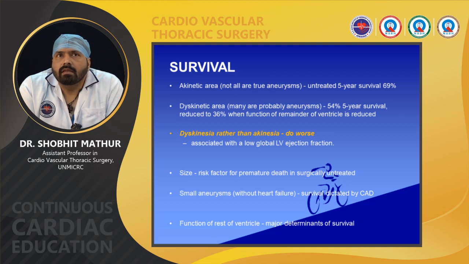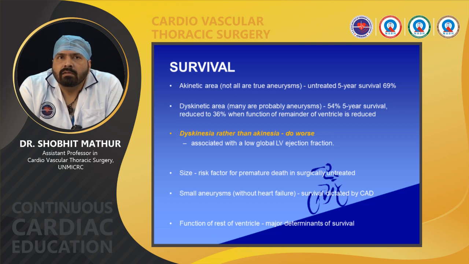Survival: for akinetic areas that are not true aneurysms, if untreated, the survival is 69%. For dyskinetic areas, which are probably aneurysms, the 5-year survival is reduced to 36%. Dyskinesias do worse than akinesias because they are associated with a low global LV ejection fraction. The size of the aneurysm is a risk factor for premature death.